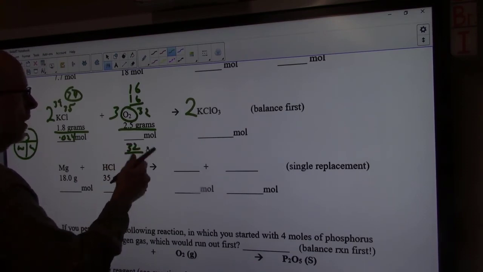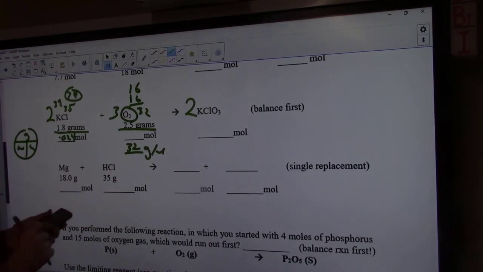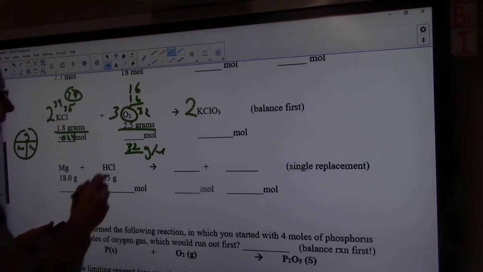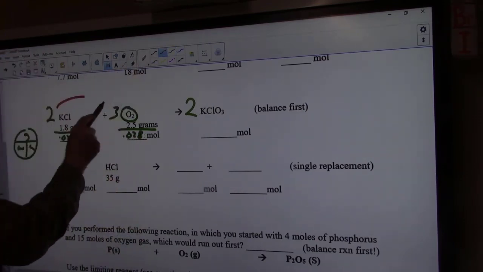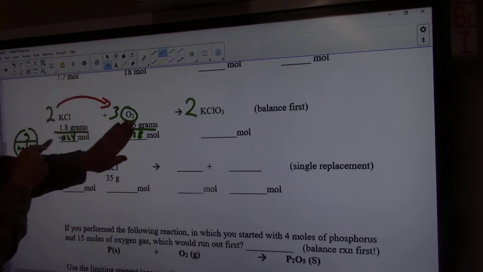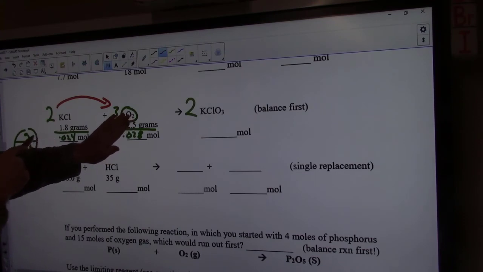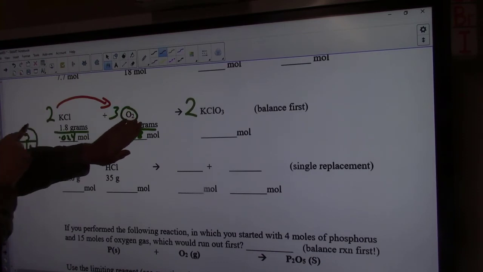32 grams per mole. Moles equals grams divided by molar mass. 2.5 divided by 32, 0.078. All right. 2 to 3 ratio. 2 is to 3, that's 1.5 times more, as 0.024 is to 0.036. 2 is to 3, as 0.024 is to 0.036.